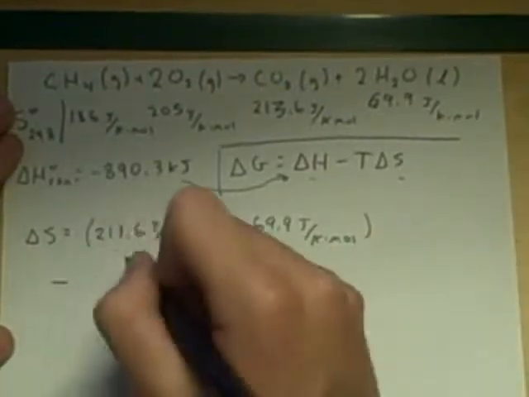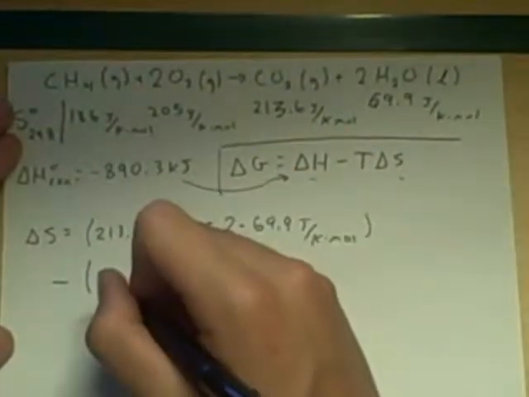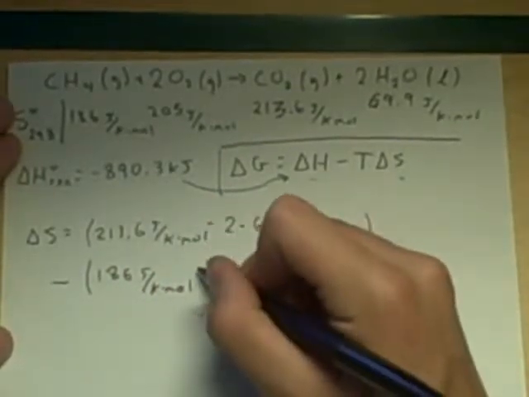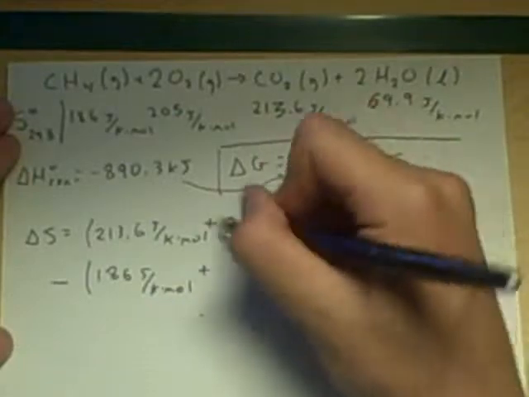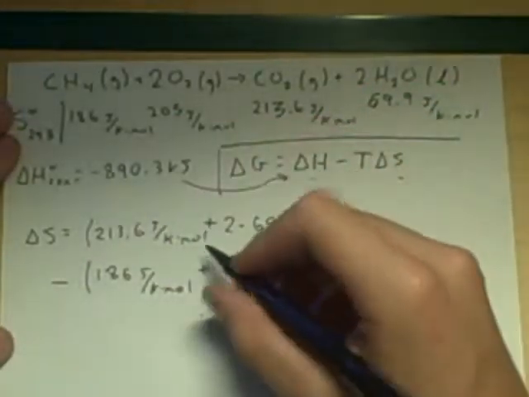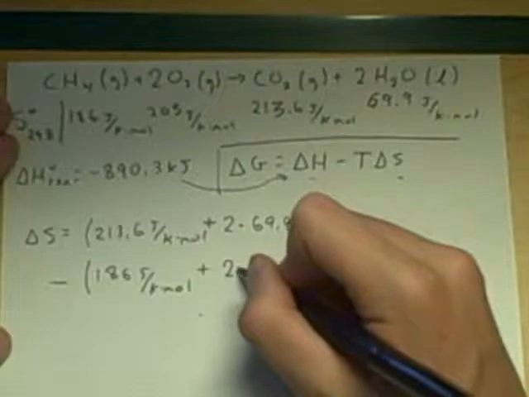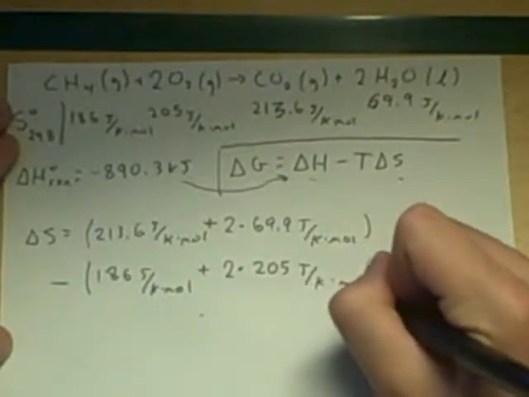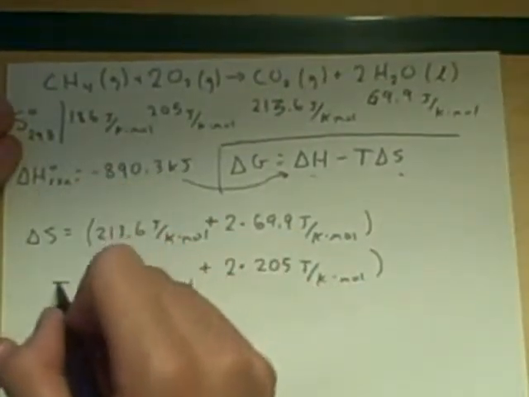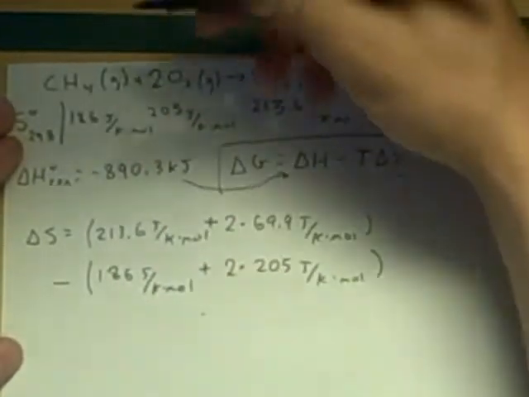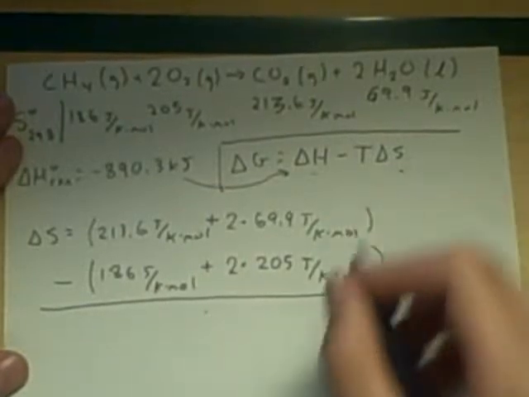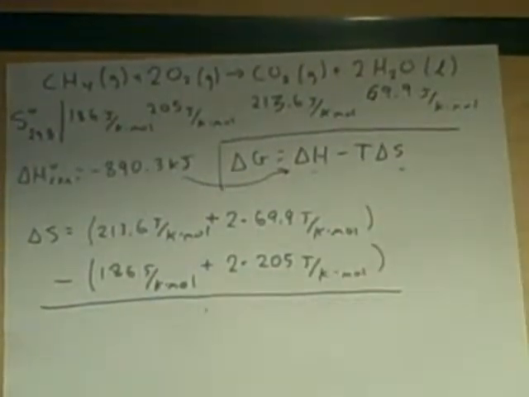Now the reactants is 186 joules per Kelvin mole plus, that's actually supposed to be a plus up there because it's the sum, plus 2 times 205 joules per Kelvin mole. So I did the same thing in the reactants. I multiplied that by 2 because there are 2 moles of the oxygen in the reactants. So let's do this equation. Let's grab my calculator real quick.